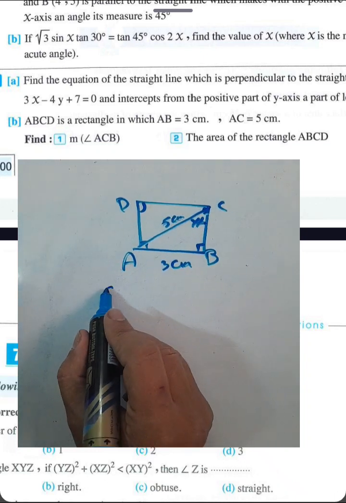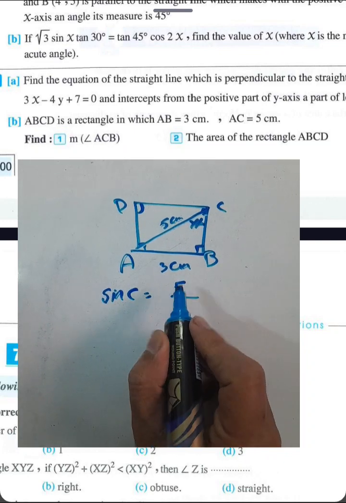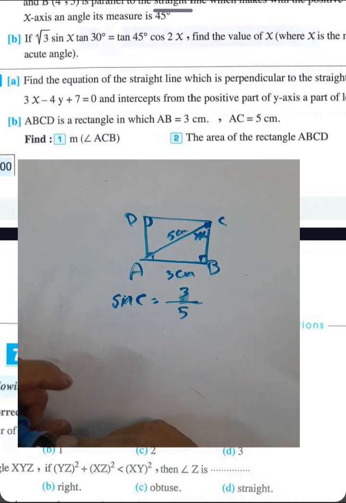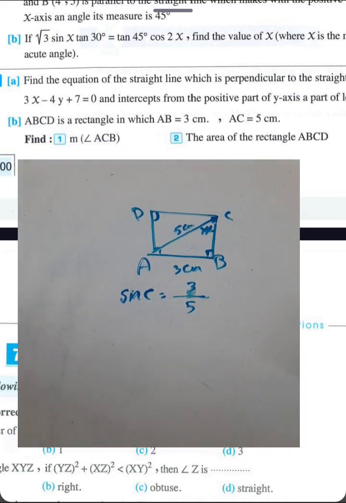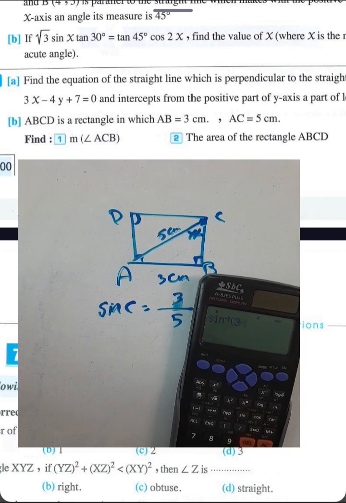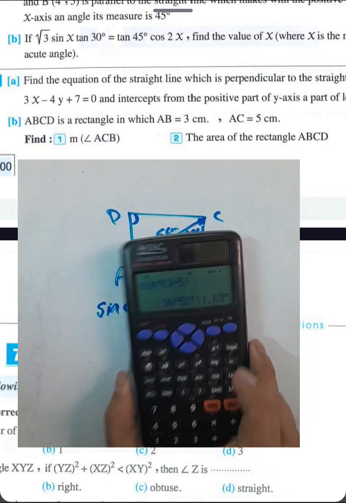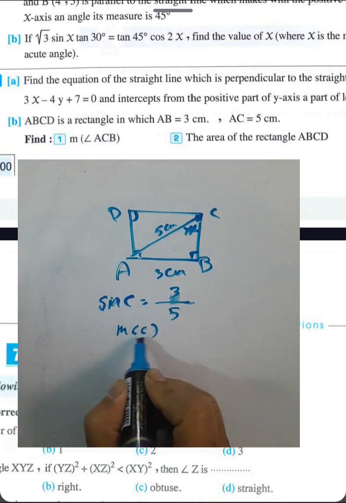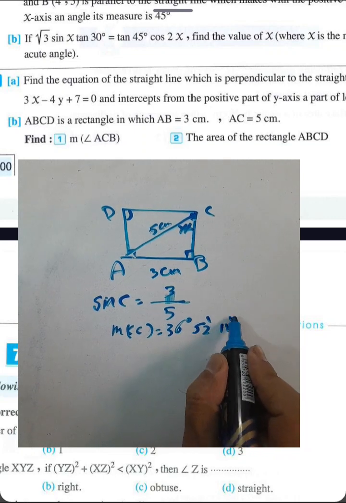Then we can write sine angle C equal 3 over 5, opposite over hypotenuse 3 over 5. We can find it by using calculator. Right shift sine 3 over 5. It will be 36 degree and 52. Measure of angle C, 36 degree, 52 minutes and 11 seconds.